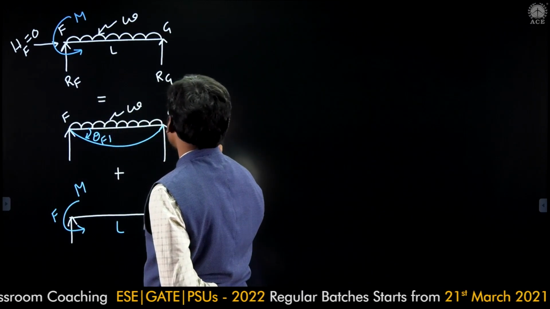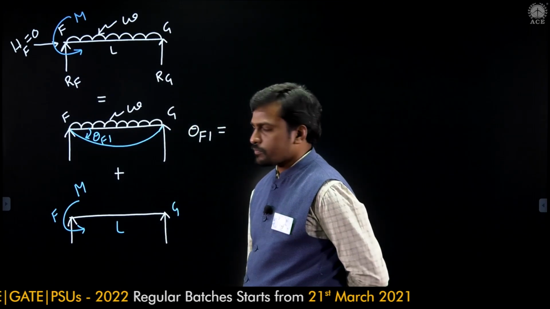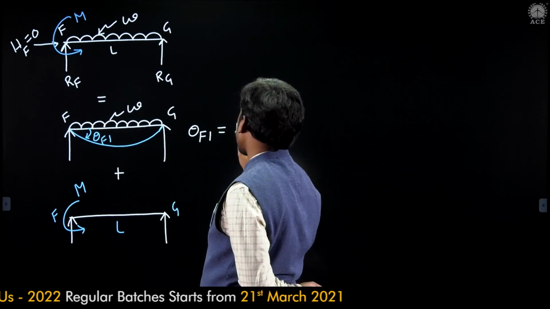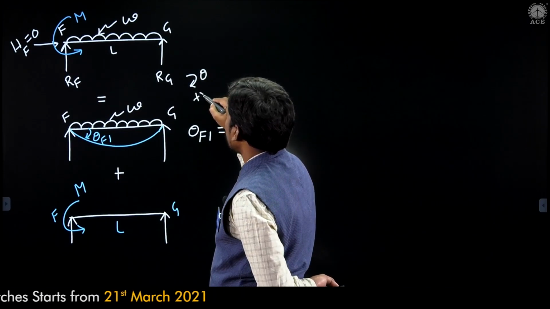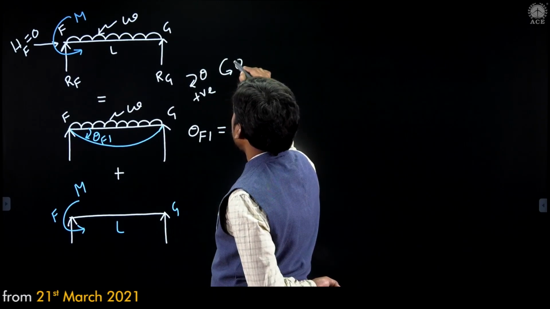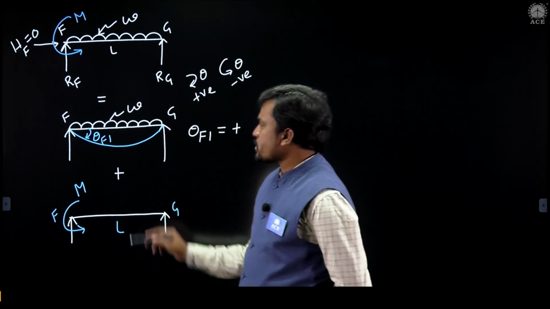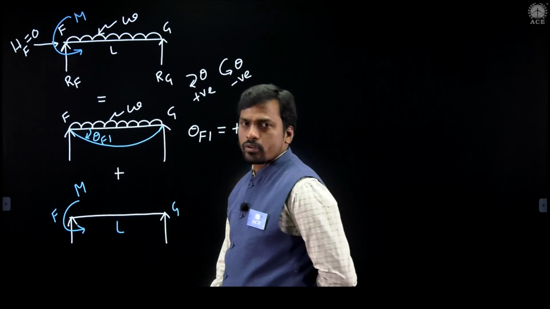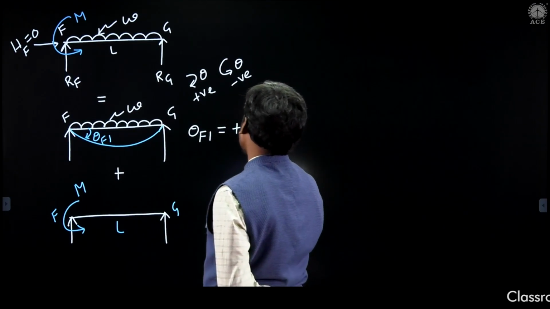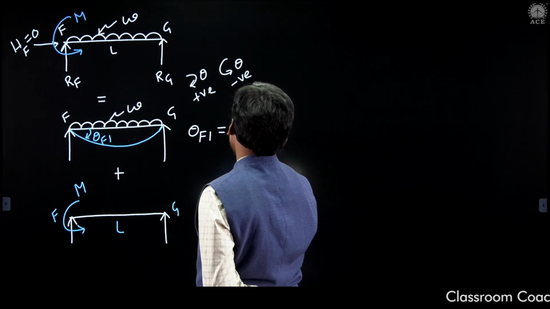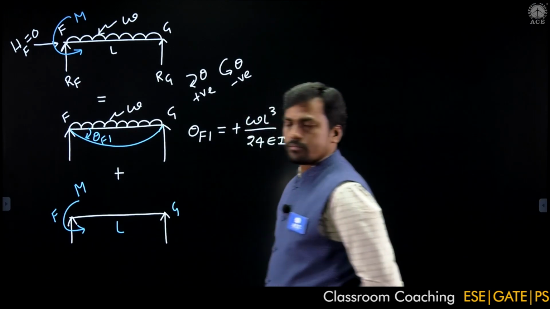What is the slope formula, please? This is clockwise now, then clockwise is positive. So clockwise rotation is positive, anti-clockwise rotation is negative. I'll follow the sign convention. Now simply supported beam subjected to UDL, what is the slope at the support? W L cube by 24 EI. This is the standard formula from strength of materials. W L cube by 24 EI.